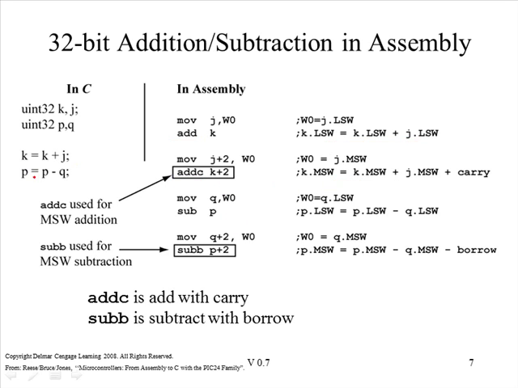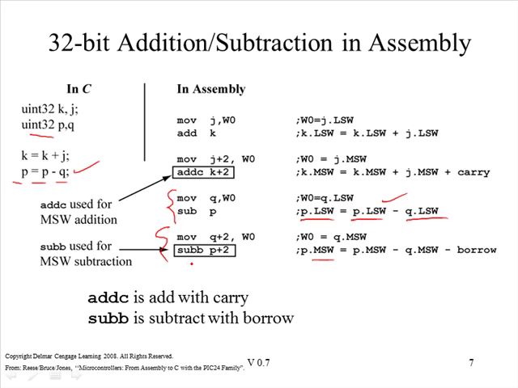For subtraction, we'll do this. Let's look at this example. We'll do P is equal to P minus Q. These are 32-bit wide variables. This two instruction sequence right here will subtract the Q least significant word from the P least significant word and store the result back into P. This one right here will do the same for the most significant word.